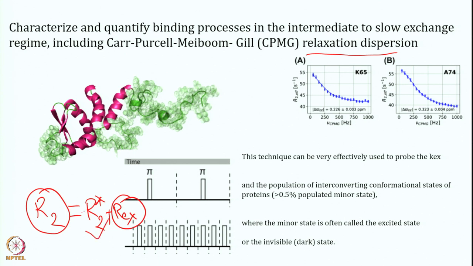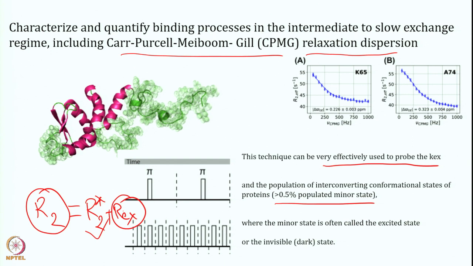So when we measure R2, we essentially get both of these things, the intrinsic transverse relaxation rate and the exchange rate given by Rex. This Rex reflects the phenomenon of exchange, and experiments like the CPMG experiment can be used to find out what the exchange rate is. So this very effectively probes the exchange rate kex, and populations as low as 0.5% of a minor populated state.